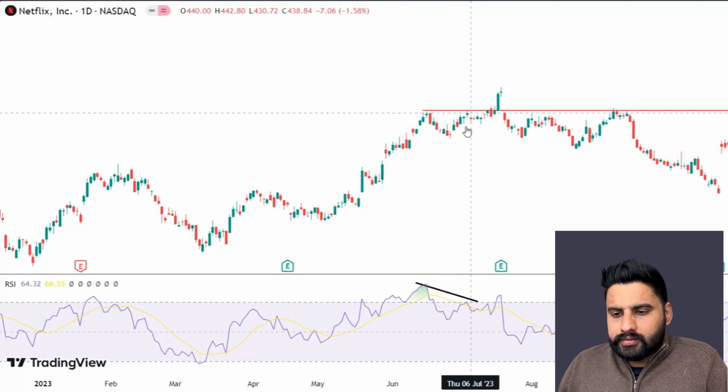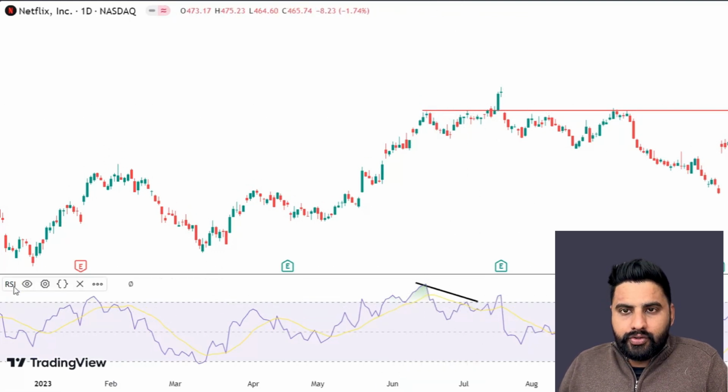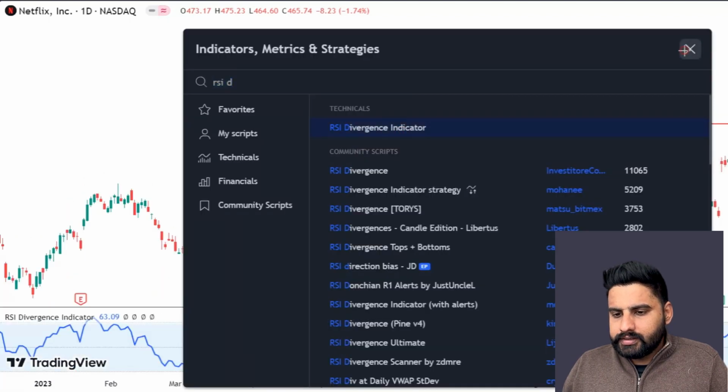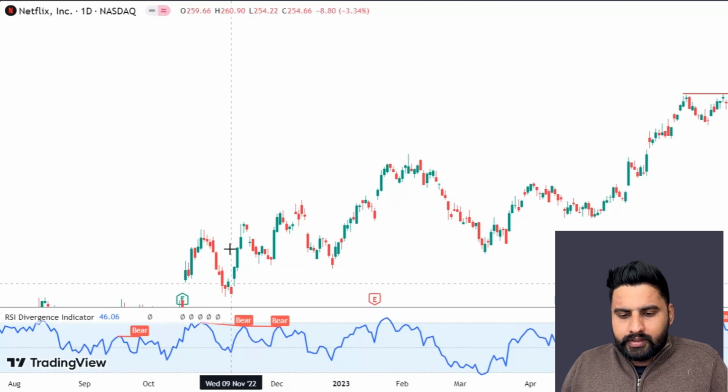See, the stock was making the same highs, but the RSI was not making the same highs. We need to find it manually. Here is the RSI divergence indicator. You can just find it with the help of this indicator.